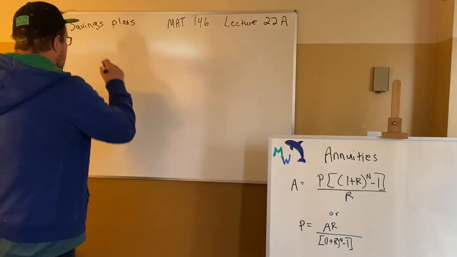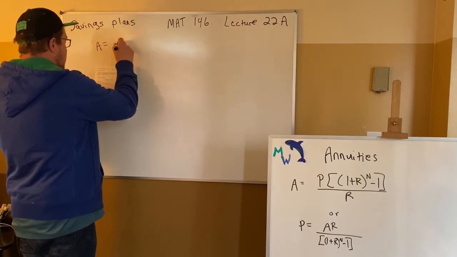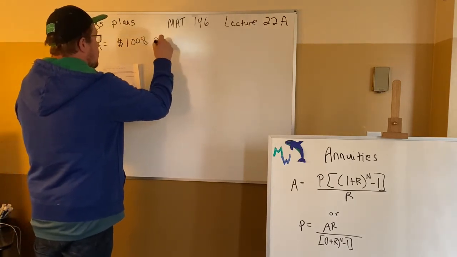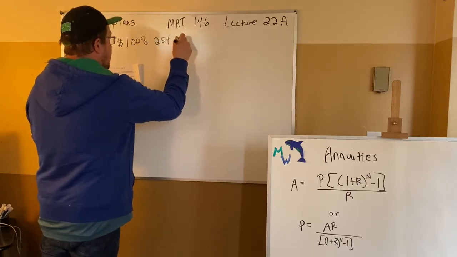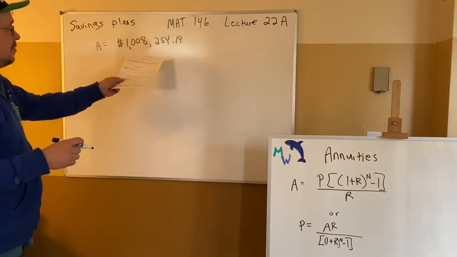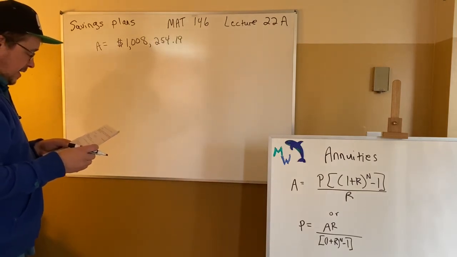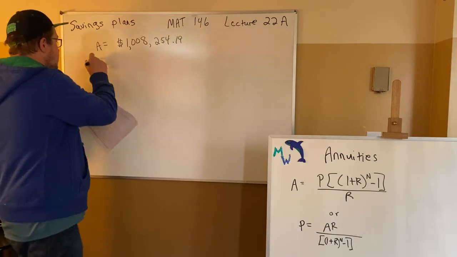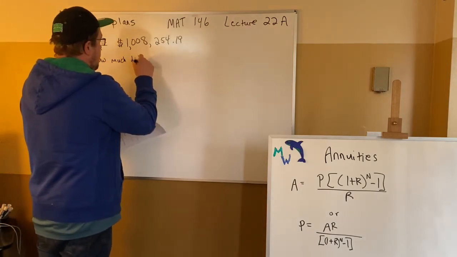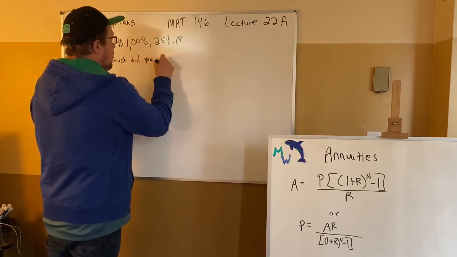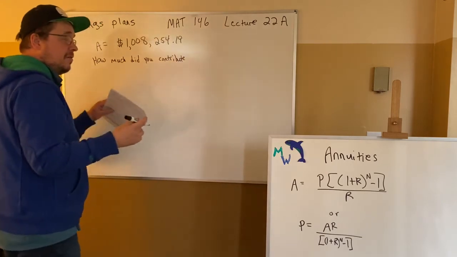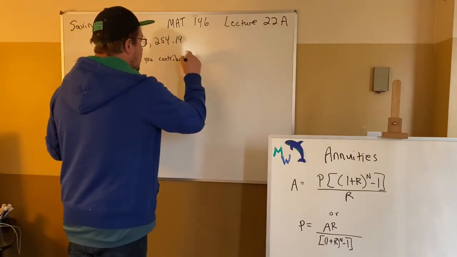So what we came out with was the account value was $1,008,254.19. That was it. $1 million, $8,254.19. It went a little bit over. That's fine. How much did you contribute? So how much of your own money went in? Let's forget that the company might put the money in. Let's say you did have to put the $150 in per month yourself.